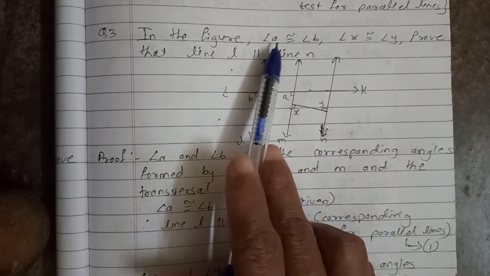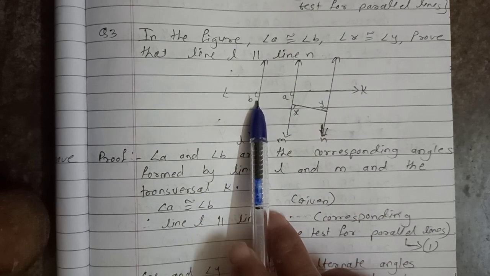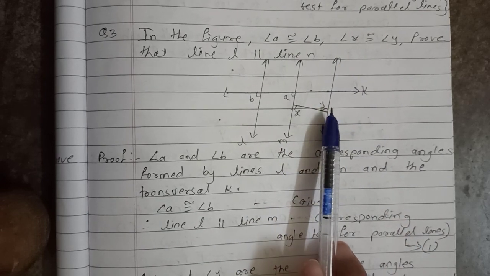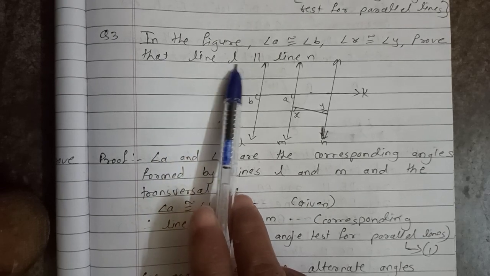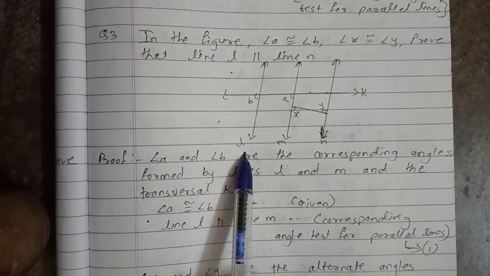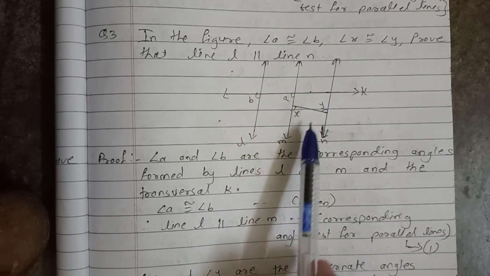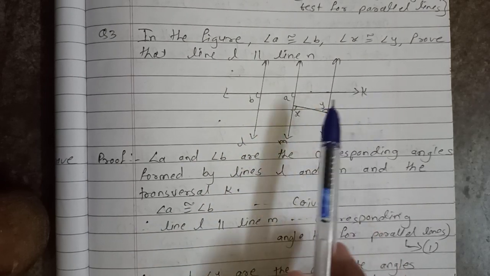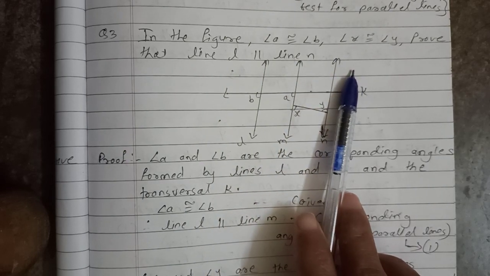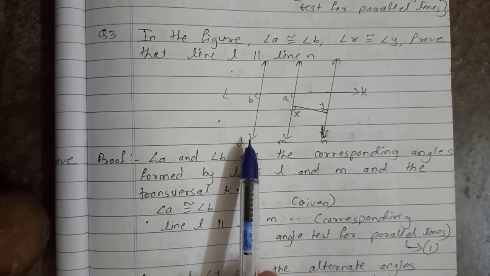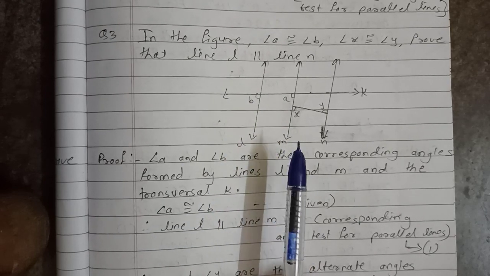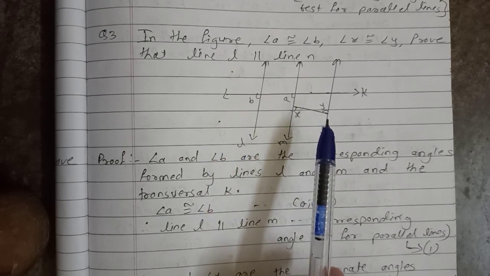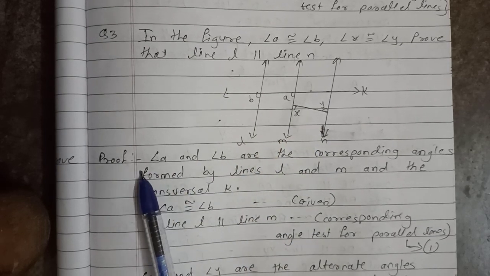In the figure, angle A is congruent to angle B. Angle X is congruent to angle Y. Prove that line L is parallel to line N. This is line L, this is line M, this is line N and this is the transversal K. Here we have to prove that L is parallel to line N. First we will prove line L is parallel to line M, and line M is parallel to line N, then obviously line L is parallel to line N. This can be proved. Let us see the proof.